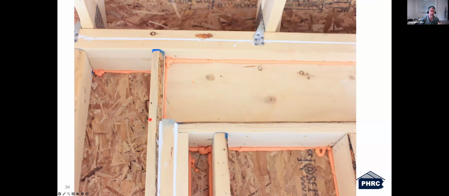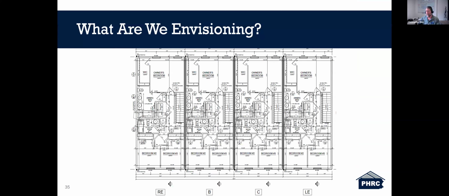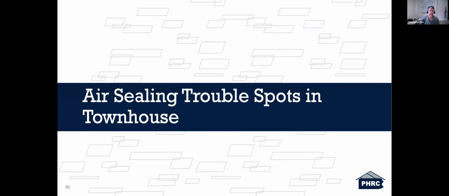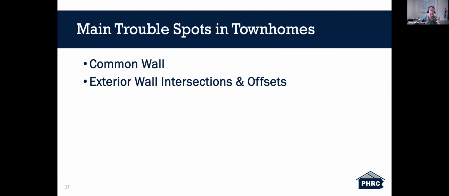Whenever you have a butt joint happening of your sheathing over top of a stud, both sides of that stud should also be sealed in one way, shape, or form. But those types of sealing techniques fall into place on the majority of the homes that we build. We're fairly accustomed to them. So what we're envisioning here today is looking at air sealing trouble spots in townhouses, right? So I'm going to look at two areas, both of which have to do with the area separation wall. The first one is the common wall, or your main area separation wall.